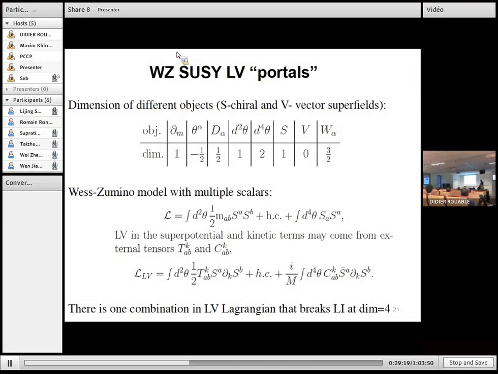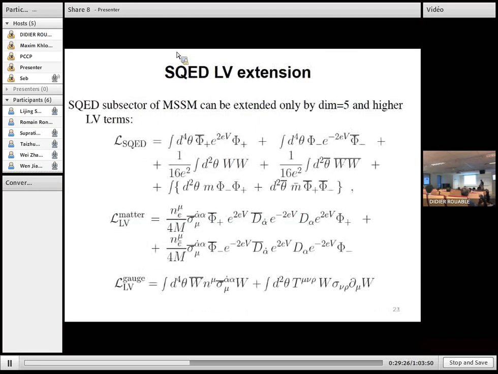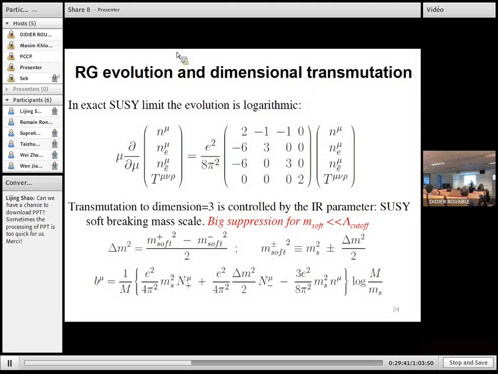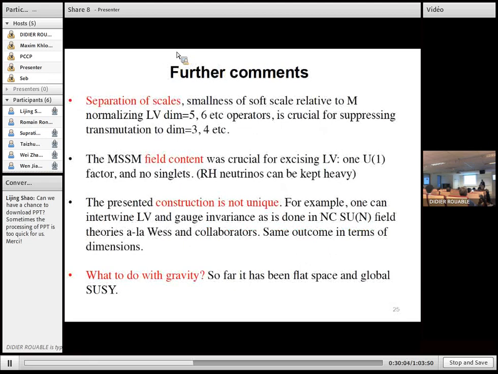We classified various operators in the supersymmetric theory and showed that indeed their evolution is, sorry, I have lots of technical slides that I probably shouldn't be showing, the final answer is actually proportional. You do induce lower dimensional operators, but always with the scale suggested by the soft breaking scale squared, which is presumably a TeV scale squared, and so your Lorentz violation goes as a TeV scale squared over M Planck.